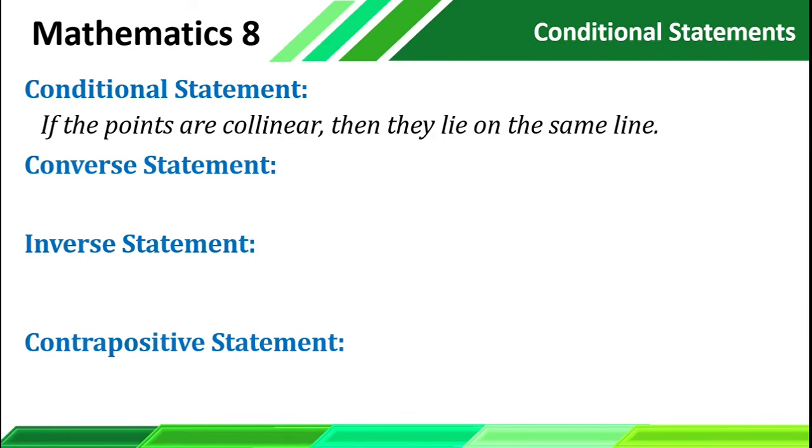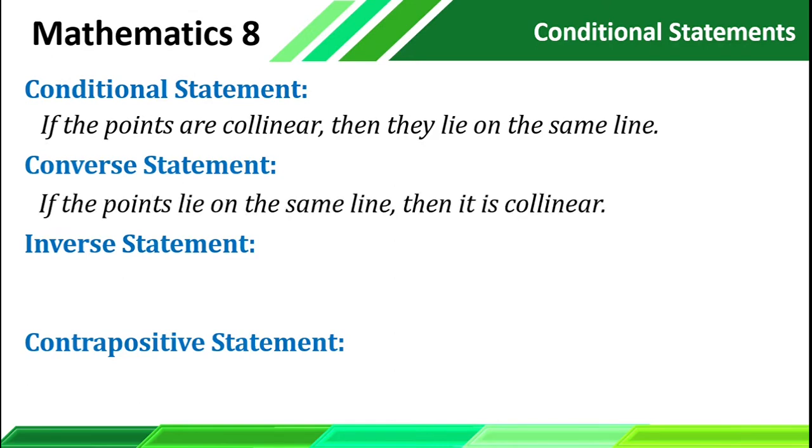Let's try this given example. For our conditional statement: if the points are collinear, then they lie on the same line. For the converse statement, we are just switching our hypothesis and conclusion. So it will become, if the points lie on the same line, then they are collinear.